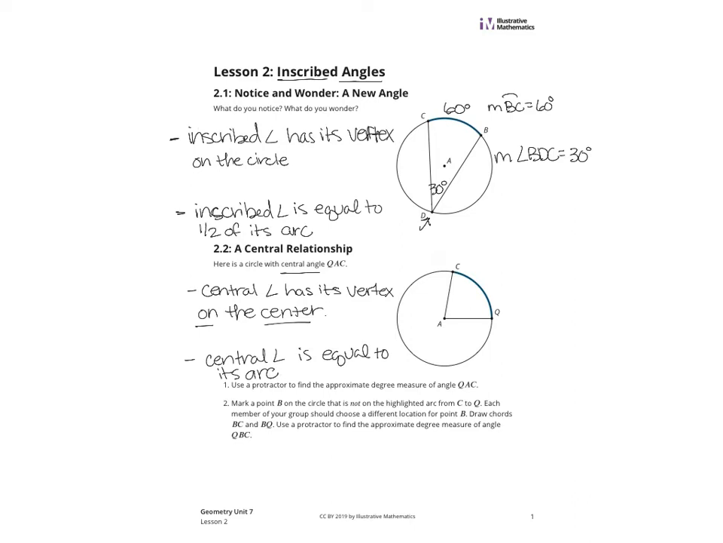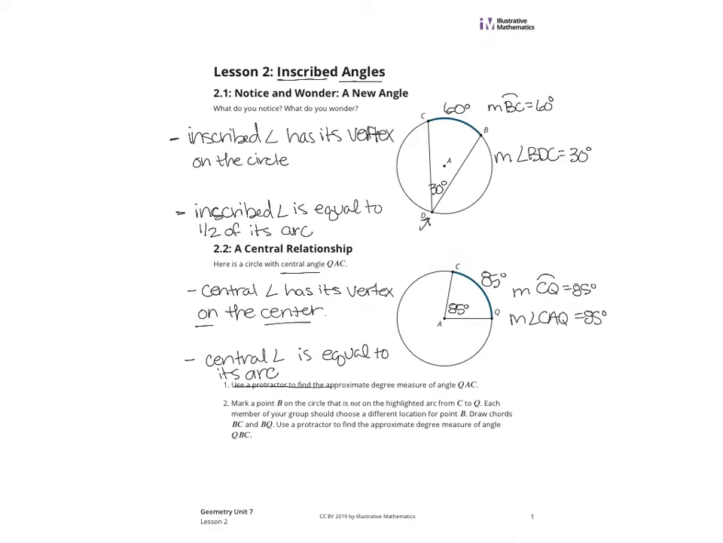So in this case, if this was, let's say, 85 degrees, so the measure of arc CQ is 85 degrees, then the measure of my angle CAQ would also be 85 degrees because this is a central angle. And so these are now two different types of angles, inscribed angles and central angles.